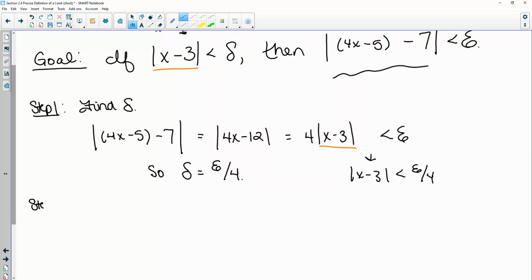Okay. Alright, so that's like our scratch work. Now we do the actual mathematical proof. So the proof is where we have to be pretty precise in our language. We have to start the same way every time. So I'm going to say let delta equal epsilon over 4. So first you have to tell me what delta is.